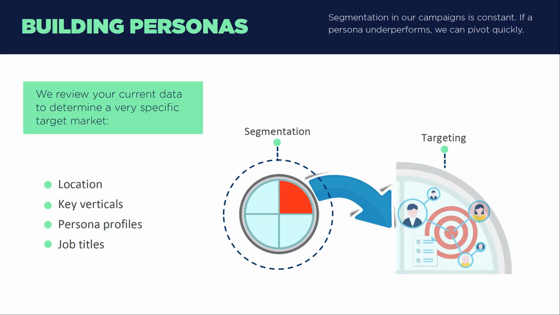Building personas, segmentation. We do this through location, key verticals, persona profiles, and job titles. Segmentation in our campaigns is constant. If a persona is underperforming, we ditch it and we get a new one that works better constantly. So every month or every week, there are new personas that we can not necessarily change, but tweak to make them better.